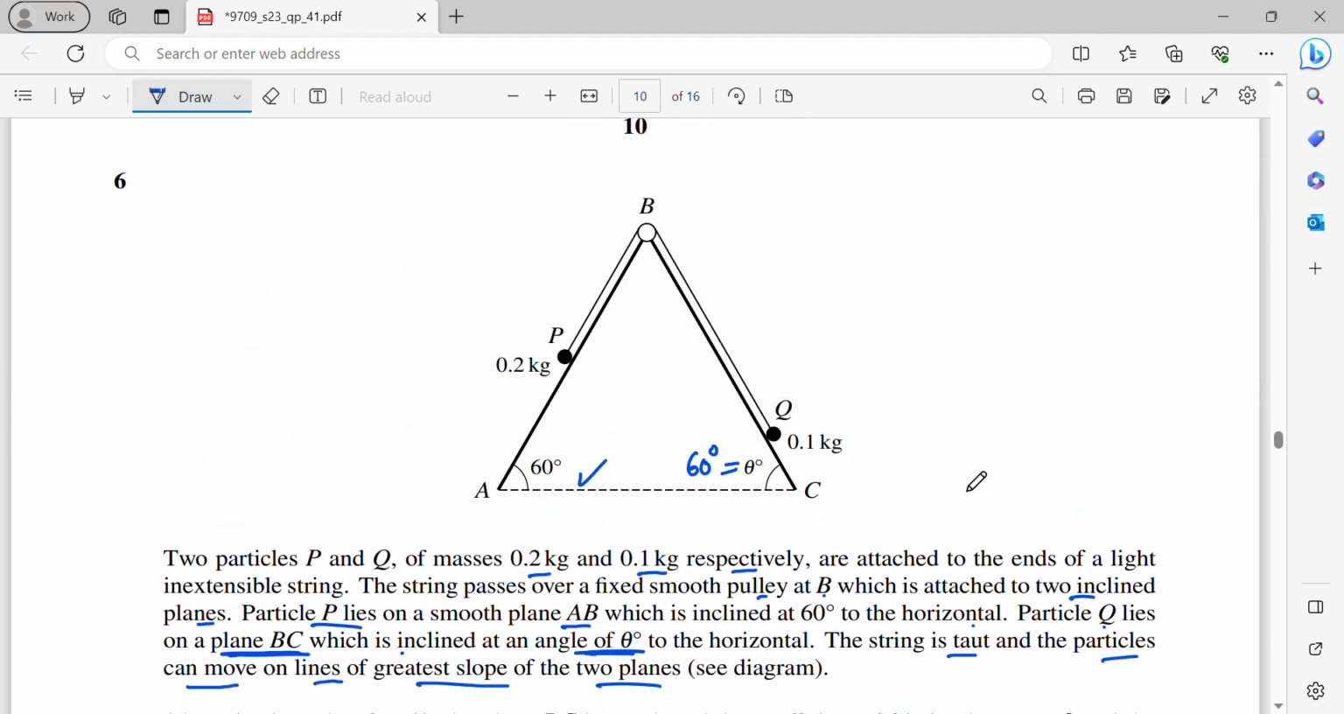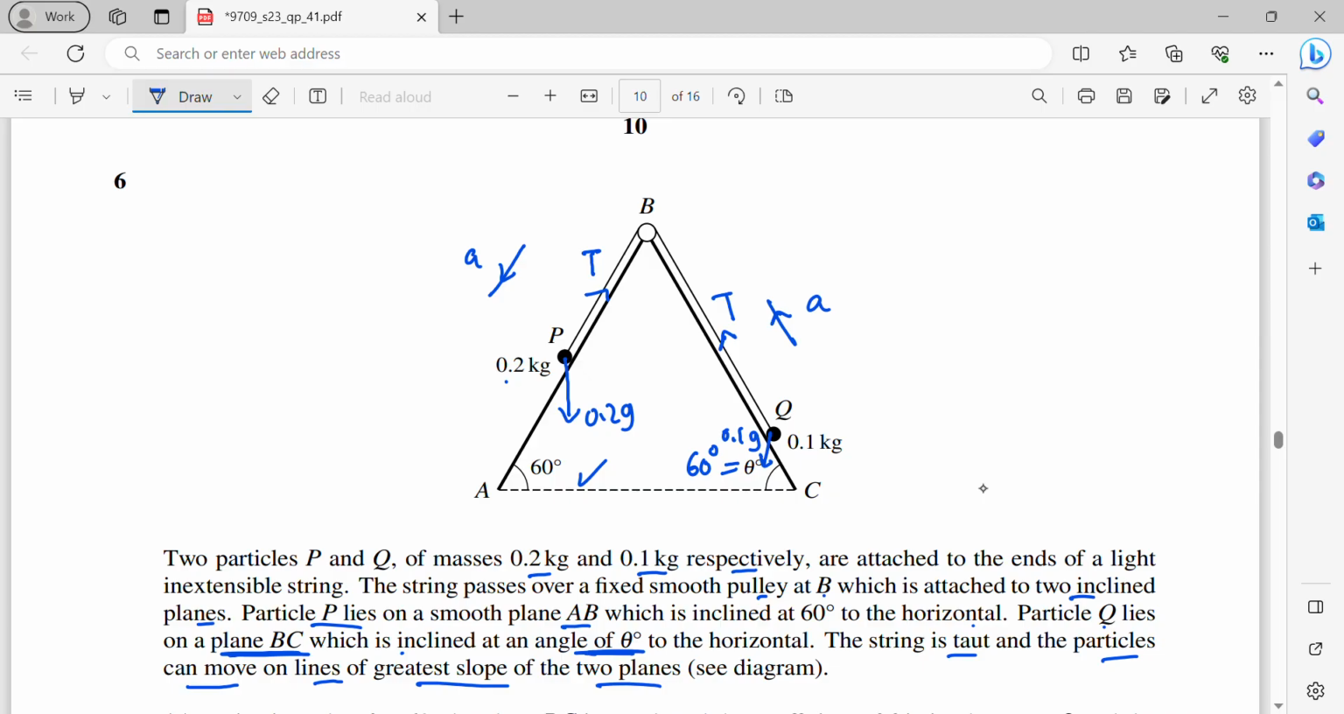Okay, so the plane BC is rough. From here we know that since P has the greater mass, 0.2 kg, and Q is 0.1, I expect P will move down and Q will move up, with acceleration a, this is also a. And with the string we have the tension here, and here is also the tension. So for the 0.2 kg mass, the weight will be 0.2 g, and for Q, going down, it will be 0.1 g.